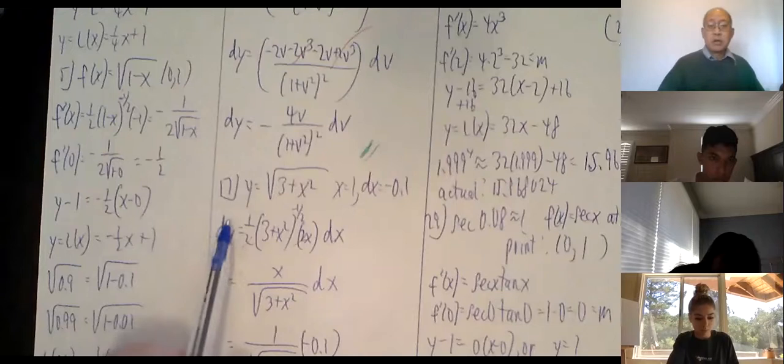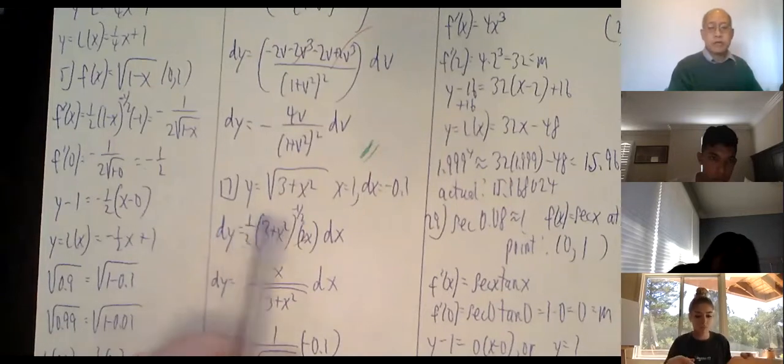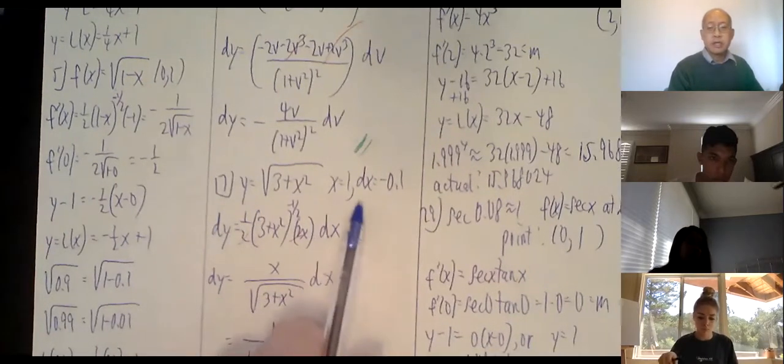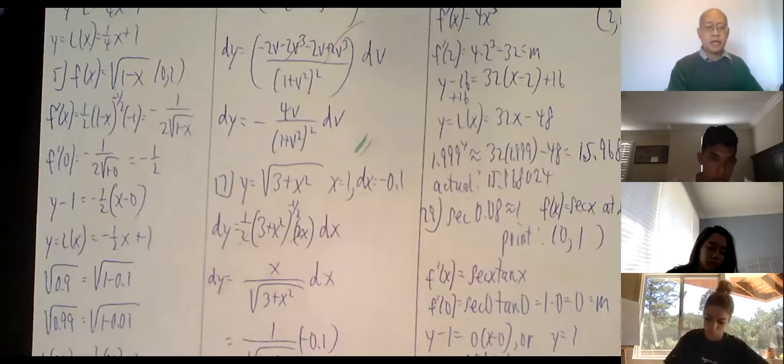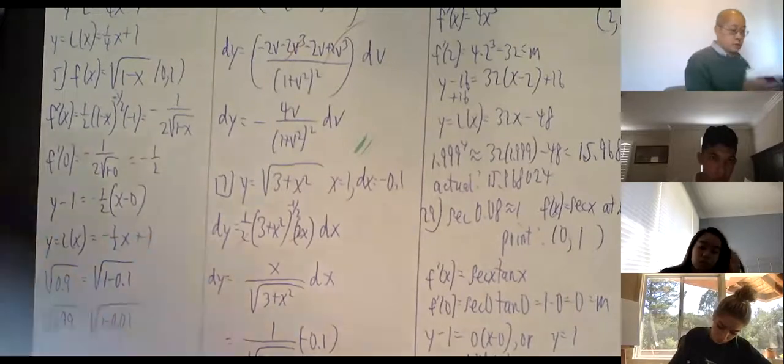Okay, so that's what we did last time. I'll do a bunch more, and that'll be it. Okay, so problem 17: y equals square root of 3 plus x squared, x equals 1, dx is negative 0.1, a little change in x that is negative.